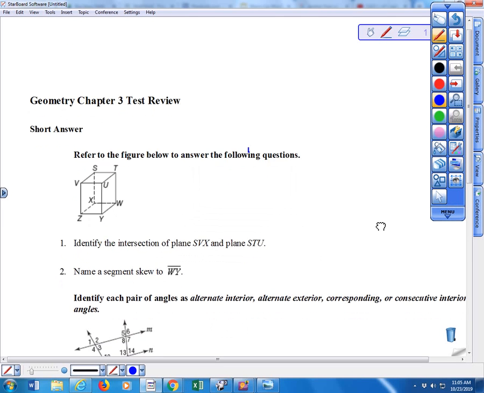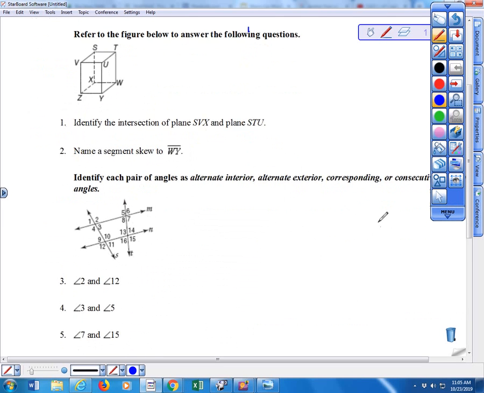Okay. So first question. Refer to this figure and identify the intersection of plane SVX. SVX is this plane right here. And STU. STU is this top plane right here. So remember that the intersection of a plane is always a line. Okay? And the line that intersects these two planes is this SV, right?